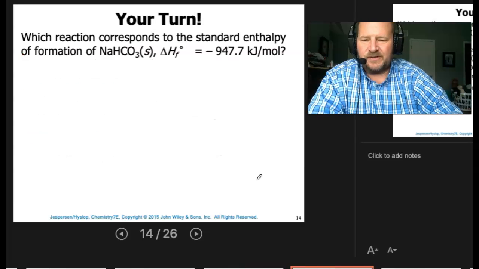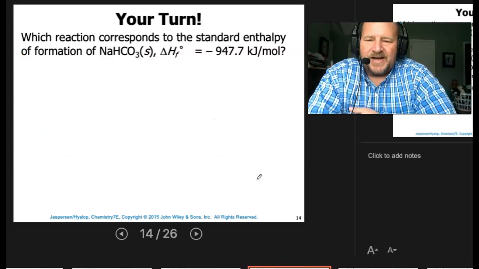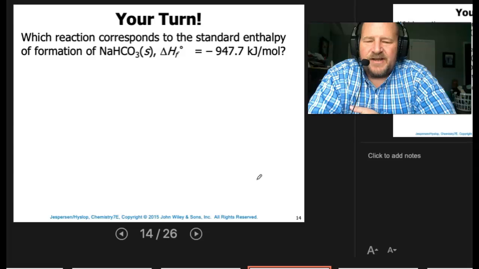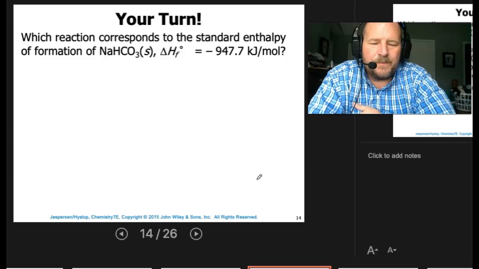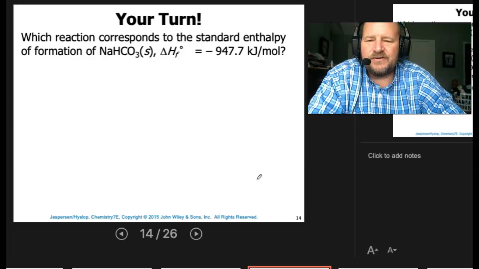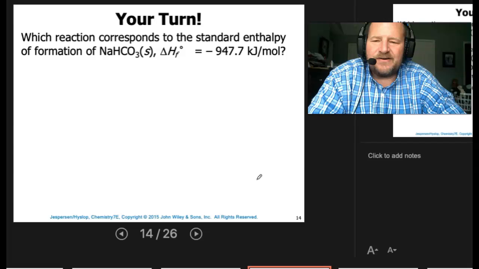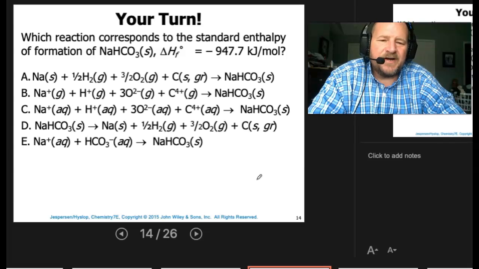So what would a question look like? Which reaction corresponds to the standard enthalpy of formation of sodium bicarbonate as a solid? The delta H of formation is equal to 947.7 kilojoules per mole. So which equation corresponds to the standard enthalpy of formation of sodium bicarb?